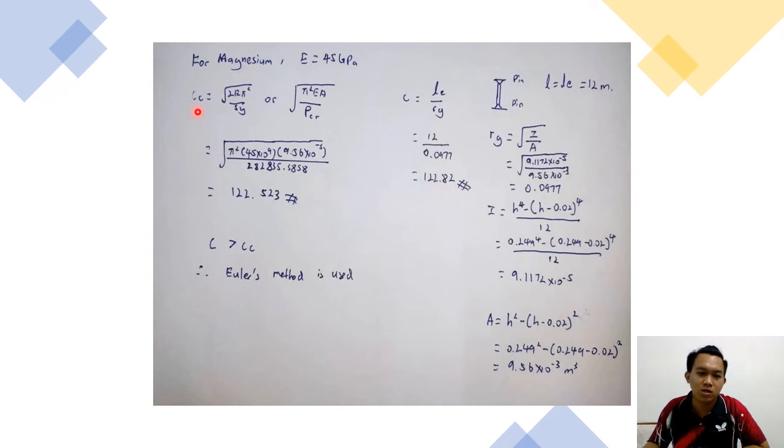And for CC, since there is no yield strength in the textbook for magnesium, I decided to use this formula to solve for CC. By substituting all the values into the equation, I get CC equal to 122.523. By comparing these two, we know that C is larger than CC. Therefore, the Euler method is correct.